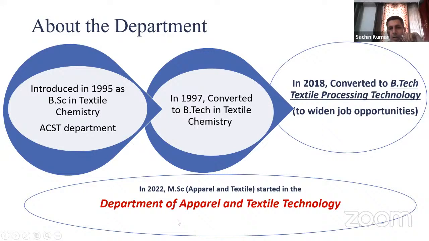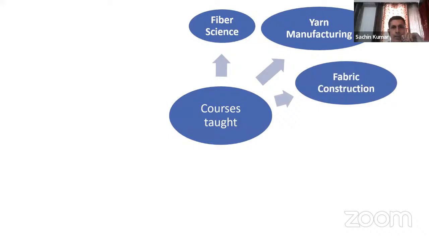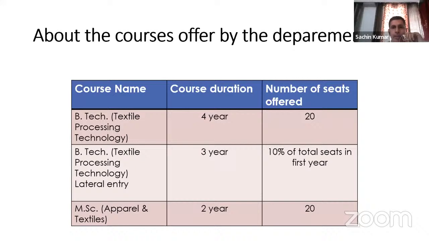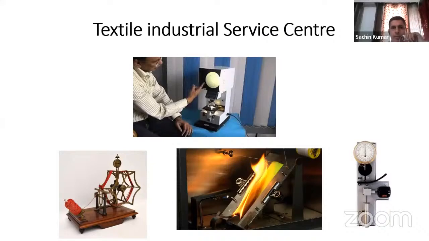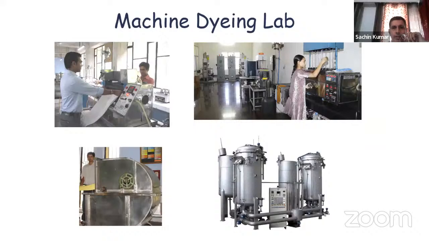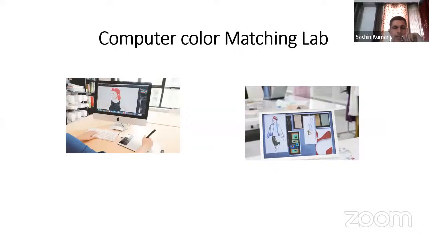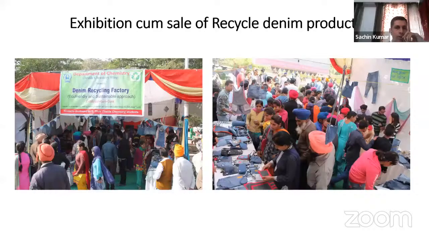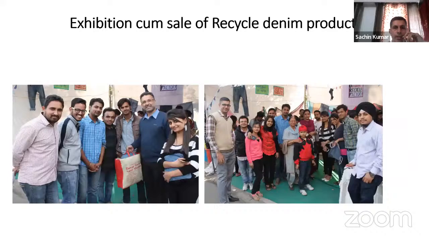So these are the courses which are taught in the department: fiber science, yarn manufacturing, fabric, printing, technical textiles, garment merchandising, and textile testing. These are the two courses which are run here, BTech and MSc. So these are some testing facilities: test lab, chemical testing lab, fabric, machine dyeing lab, printing lab, and computer color matching system. As student academic activities in the department, we have produced some recycled products from denim, because denim is the most popular garment in the world. Then we exhibited them on foundation day. So these are the glimpses of that.